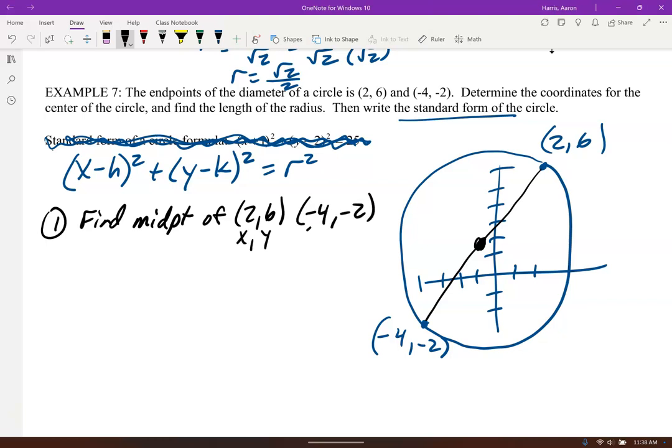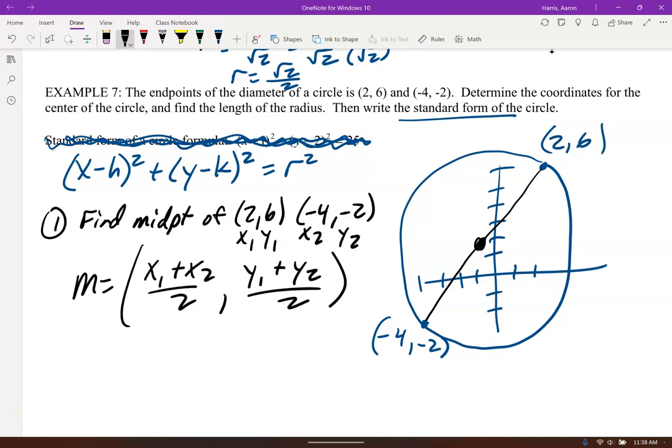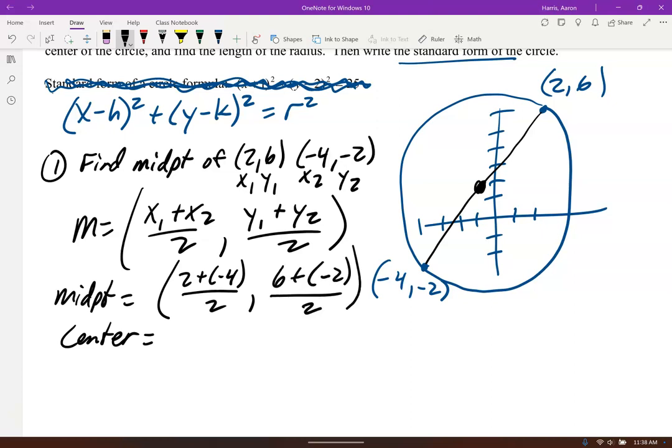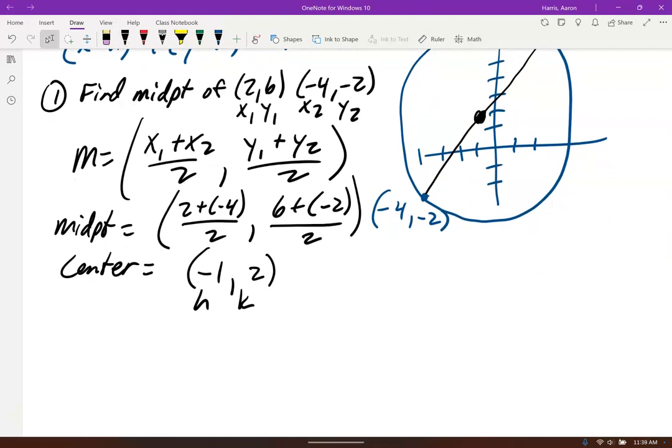So here's my x1, y1, x2, y2. The midpoint formula is x1 plus x2 over 2. It's the average of the x's and the average of the y's. So this ends up being the midpoint, which is the center of the circle in this case. 2 plus -4 all over 2, comma 6 plus -2 all over 2. So that's -2 over 2, which is -1, and then 6 minus 2 is 4 over 2, which is 2. There's my h, k.